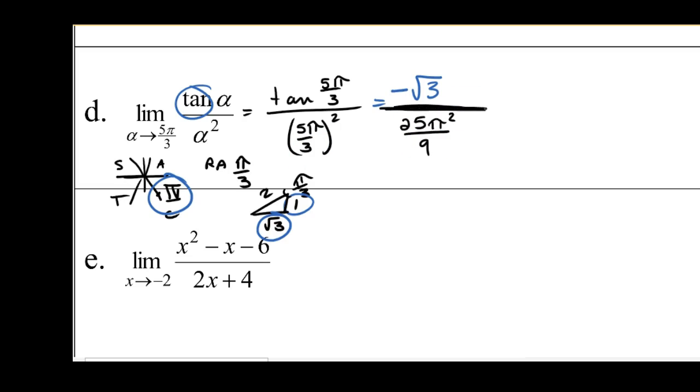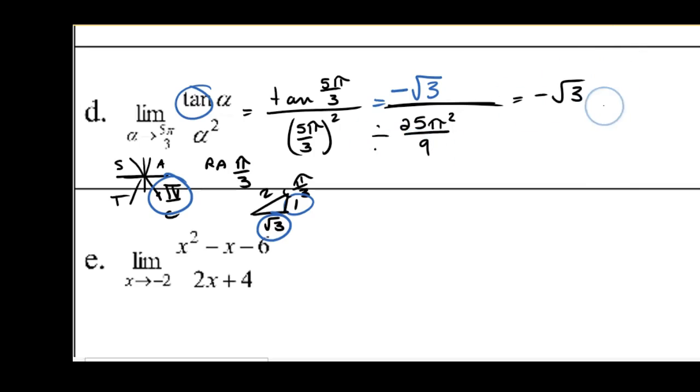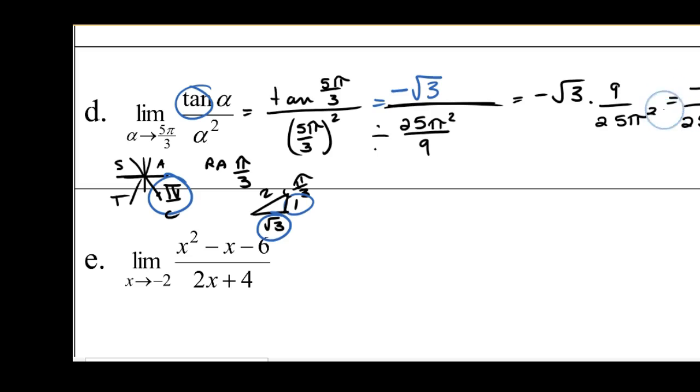Now this is my big fraction, so I'm going to rewrite this complex fraction as a division of fractions. Negative radical 3 divided by this fraction. Dividing by this fraction means multiplying times its reciprocal. So times 9 over 25 pi squared. And this gives me my final answer of negative 9 radical 3 over 25 pi squared. And it's a weird answer, but it's still an accurate and correct answer.